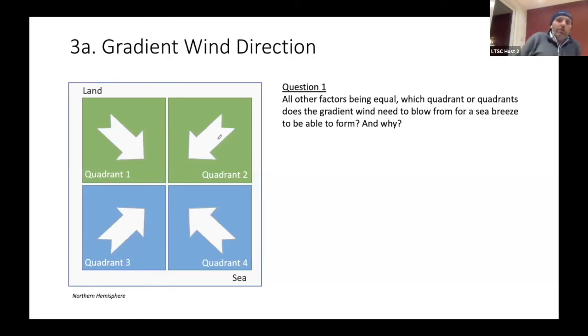So gradient wind direction is a real key piece as well, because this is what helps initiate the circulation. My question to you from here is, having seen that quadrant diagram before, and all other factors being equal, all the other things we need for ignition of a sea breeze are in place, which quadrant or quadrants does the gradient wind need to blow from for a sea breeze to be able to form, and why?